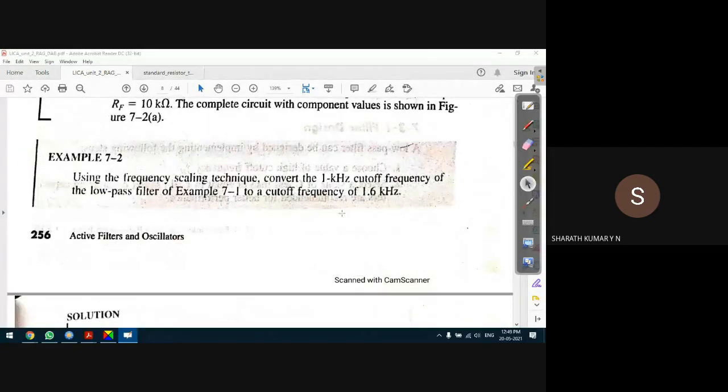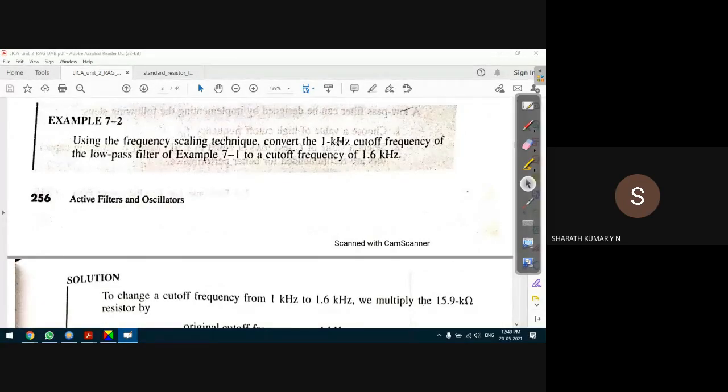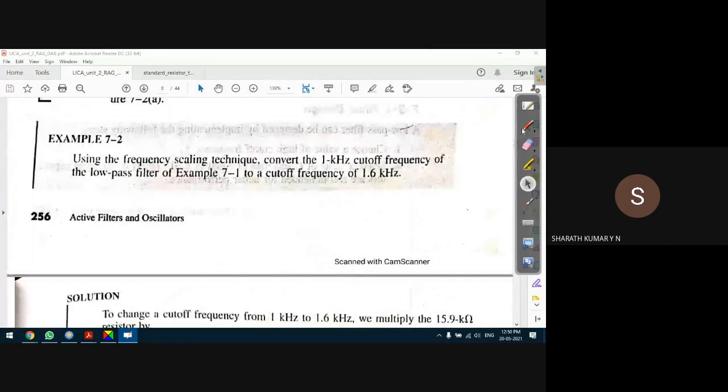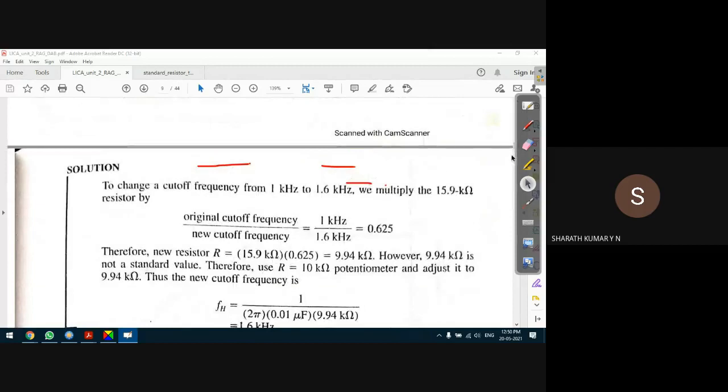filter. Because the design is different for a Chebyshev filter. It's quite entirely different. For a 1 kilohertz low pass filter cutoff frequency, this is the scaling factor. Let's look into this problem also. In the frequency scaling technique, a 1 kilohertz cutoff frequency has to be converted to 1.6 kilohertz.